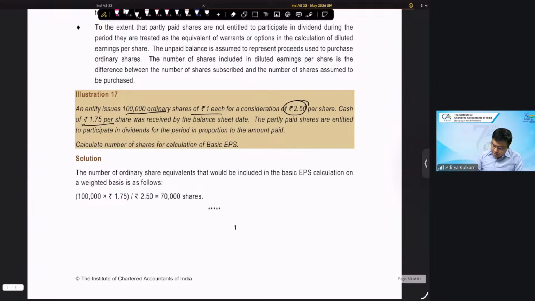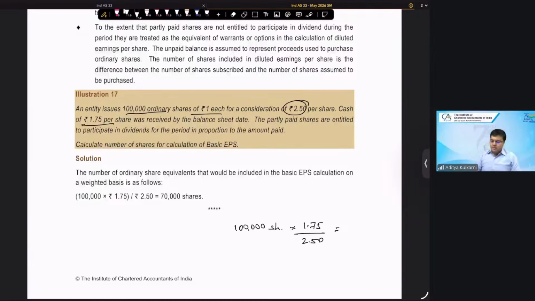So I have issued 1 lakh shares, correct? Yes or no? Now against these 1 lakh shares, how much cash have I received? 1.75. And what is the value of the share? 2.5. What is the value of the share? It is 2.5. So, how much money did I receive? 1 lakh into 1.75.